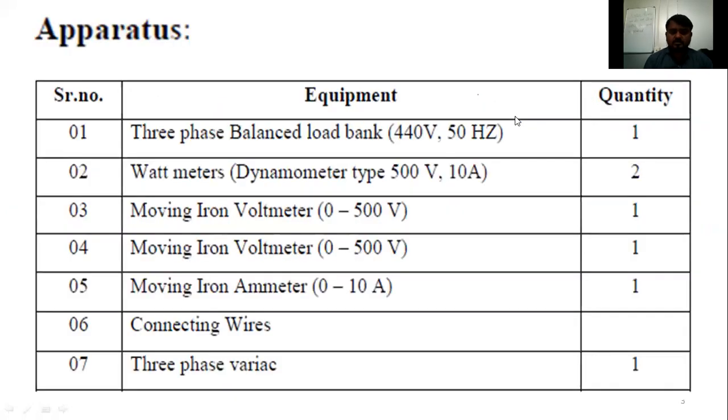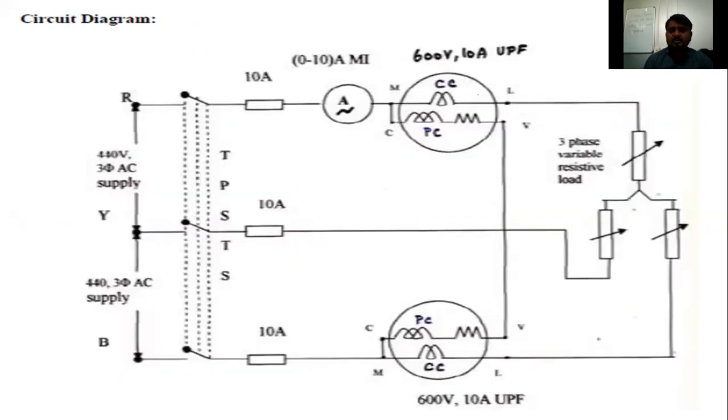So next, aim, apparatus, procedure. Before discussing the procedure, this is the circuit diagram. See here, this is the RYB. 3 lines are there here. So this is the three-phase supply.